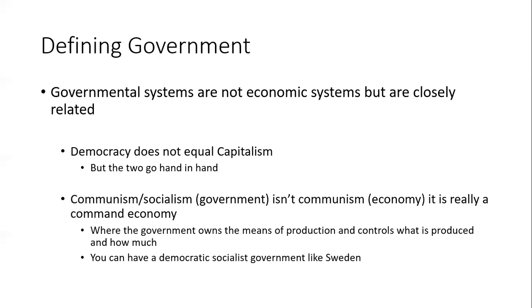Now, the book talks a lot about Sweden in this chapter, a democratic socialist government, where you do have private ownership of the means of production, but the government plays a very heavy role in the well-being of its people through democratic socialist programs, such as basically high tax rates and redistribution of wealth through social programs.